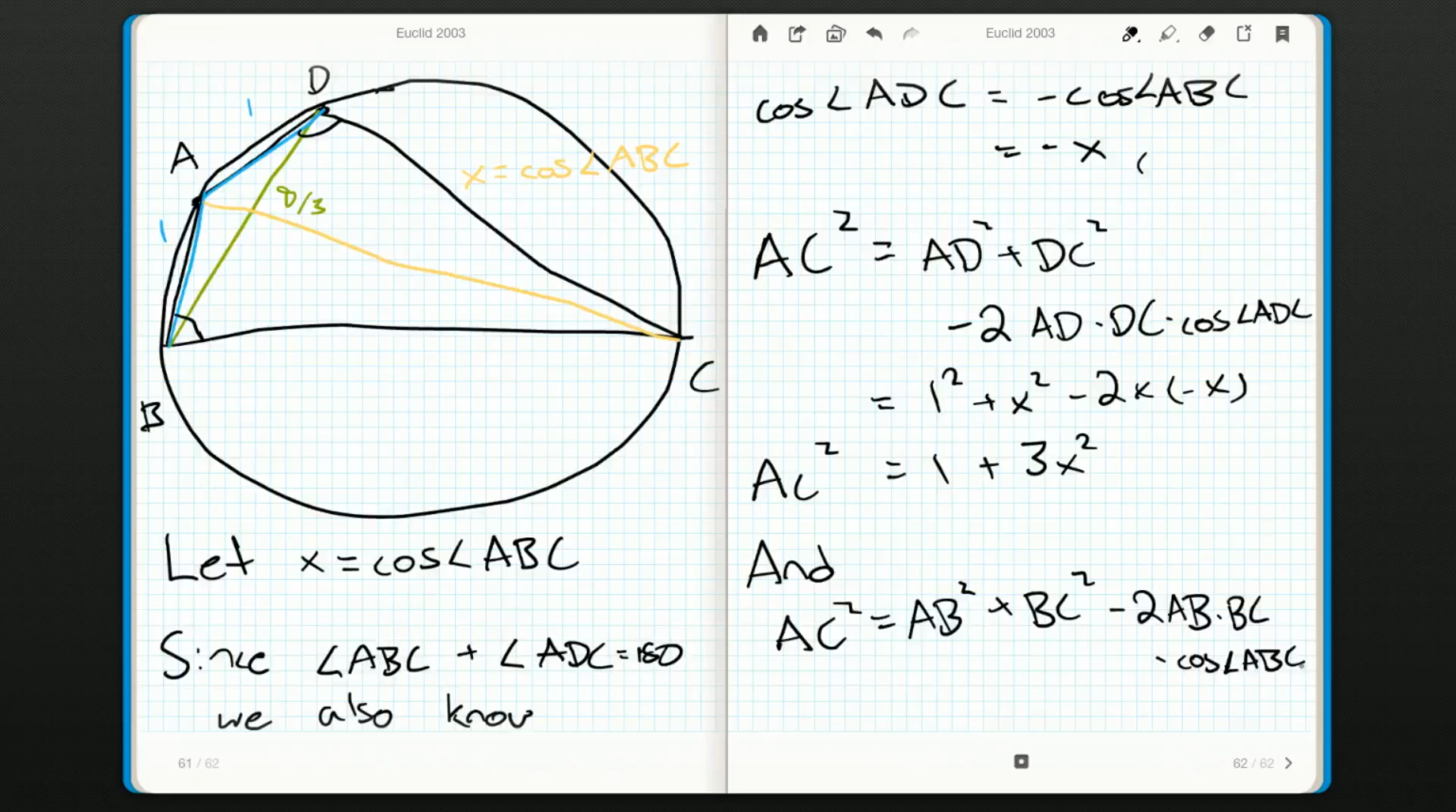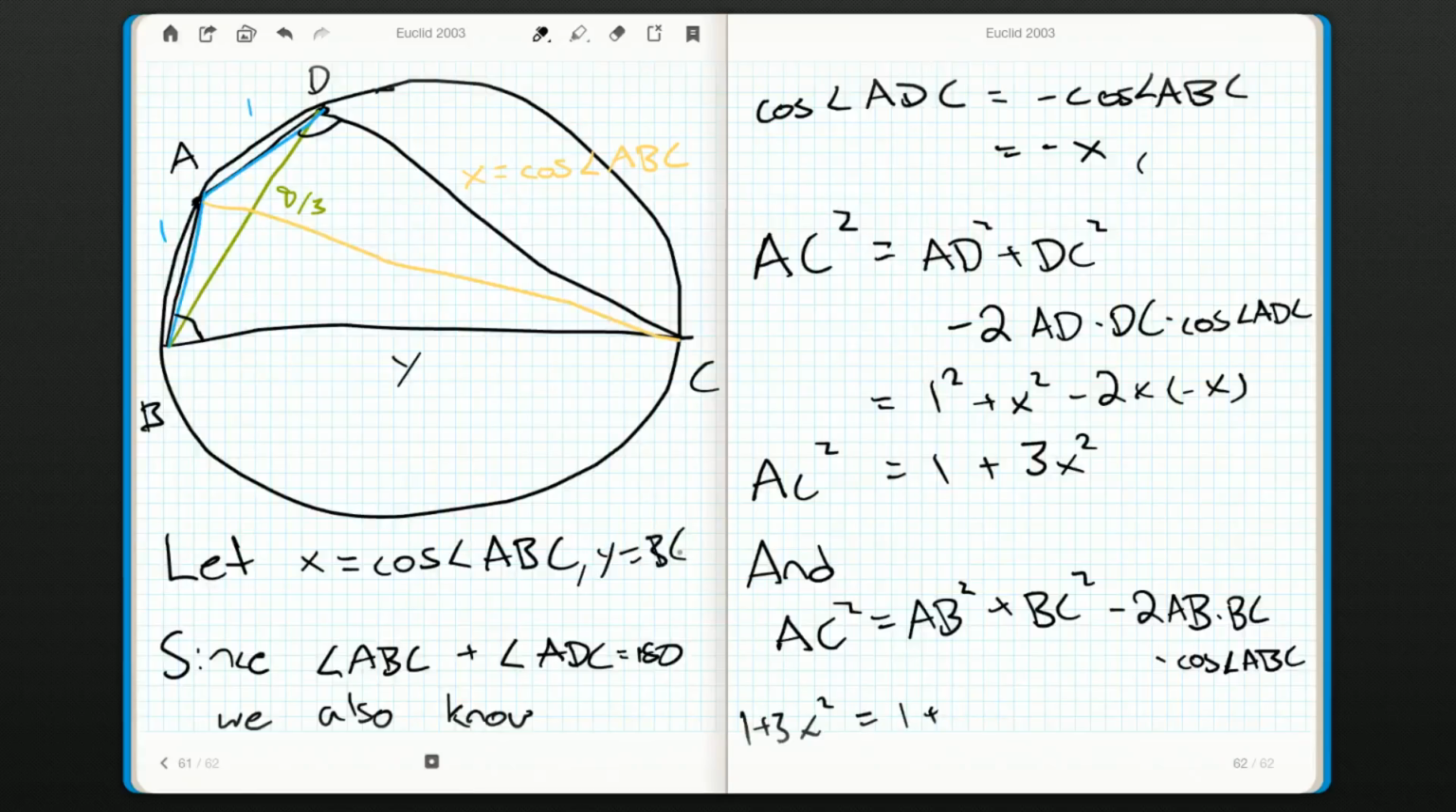I'll get some equation involving x. So (1 + 3x)² is equal to 1² + x². BC isn't x², duh. I'm going to let y be equal to BC. Anyway, I can just plug that in here: y² minus 2y times x. Okay, so we've got that. We have a relationship between x and y.